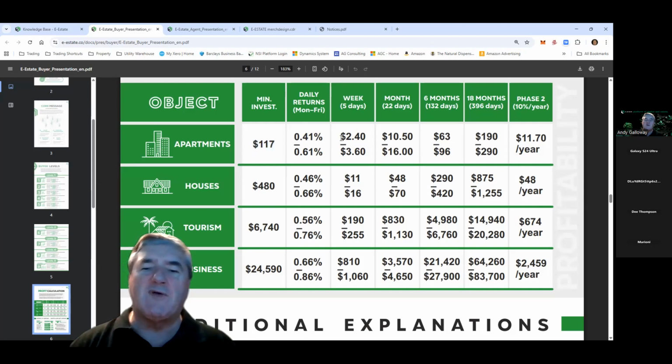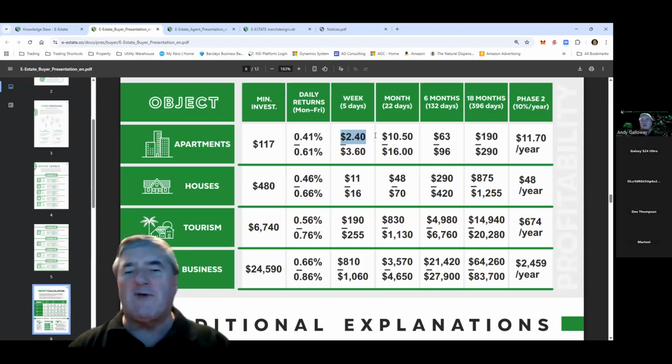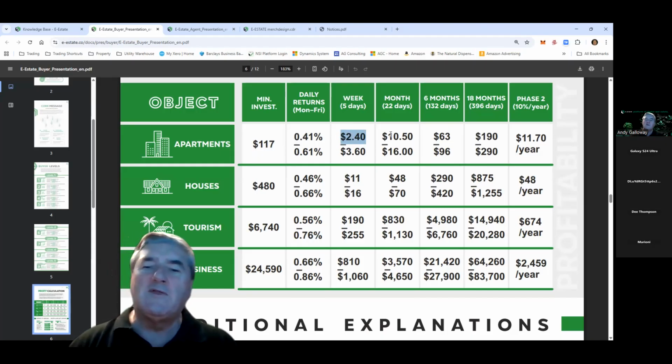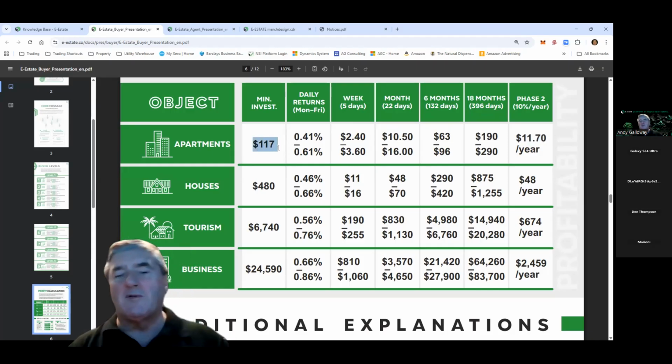You're going to receive that every day for 5 days. Sorry, you're going to receive that every day for 18 months, and that's 5-day weeks. So it's Monday to Friday. It doesn't include the weekends. This is how much you'll receive per month. And this is what you're going to receive as an ongoing dividend every year, and all you put in is $117. Okay, now that multiplies out.